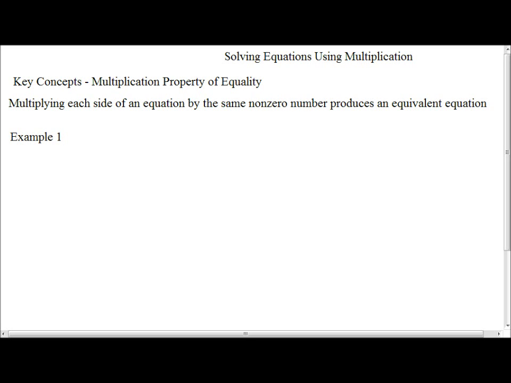Okay, key concept that we must consider is the multiplication properties of equality, which states that if you multiply each side of an equation by the same non-zero number, it produces an equivalent equation. So this is what we're going to do today.